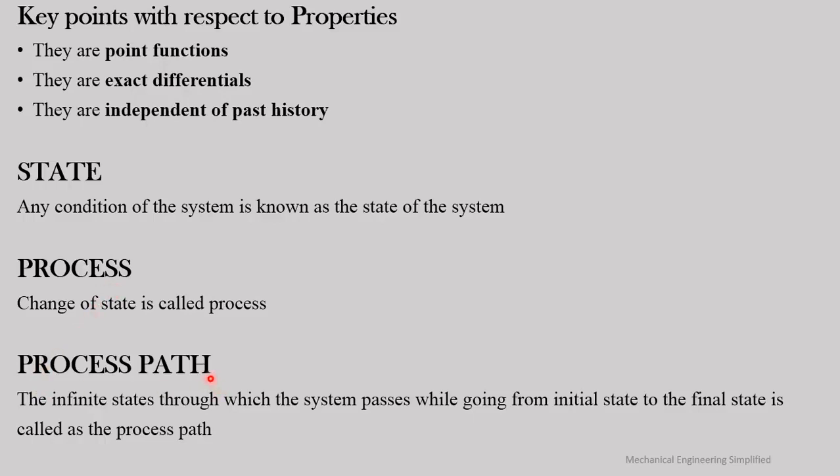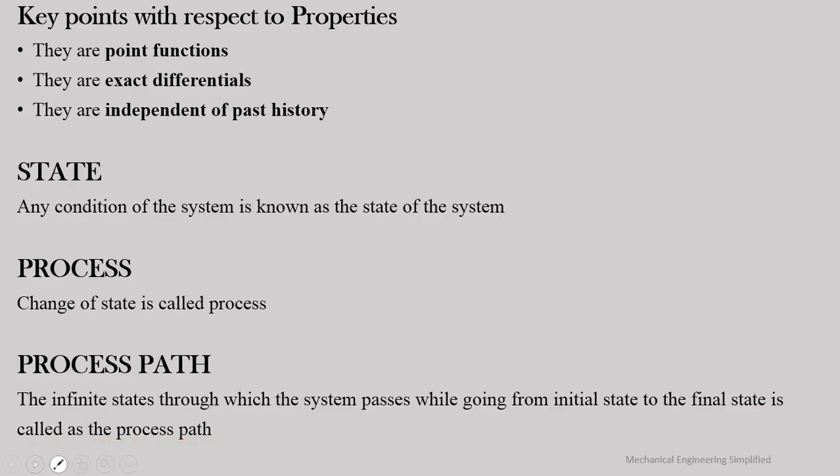And what is the process path? The infinite states through which the system passes while going from the initial state to the final state is called the process path. We have state 1 and state 2, and the infinite states through which the system passes while going from initial to final state is known as the process path. The process path can be a constant pressure path, constant volume path, constant temperature path, adiabatic path, anything. That would be specified as the path.